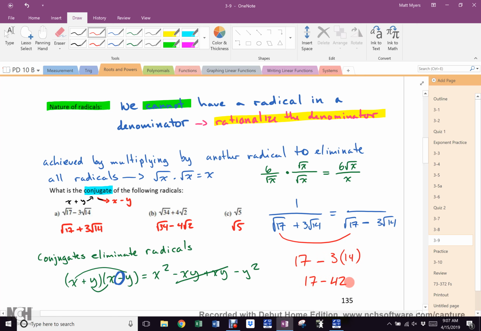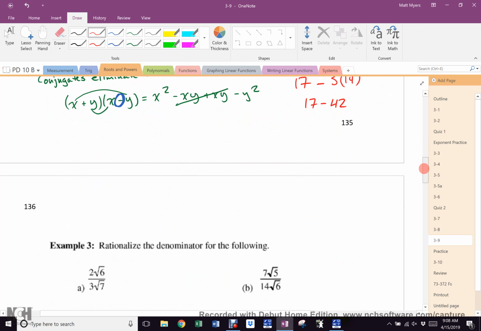Everybody cool? You already know why conjugates work, because you know how to do FOIL. And now you know that you have to use a conjugate if you have more than one radical, or those radicals won't disappear. And what's our goal? To make the radicals disappear. Everybody cool? Let's try. We'll build up like we always do.